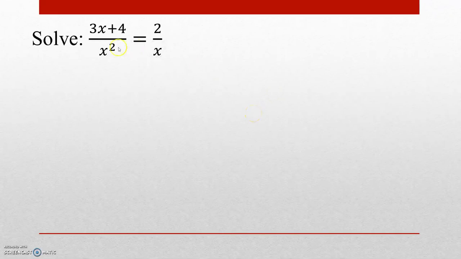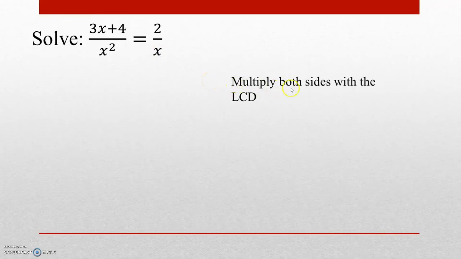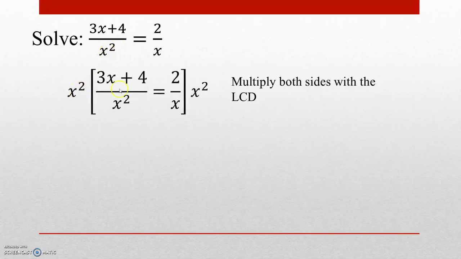So let's start. Let's say 3x plus 4 all over x squared equals 2 over x. To answer that, first step, multiply both sides with the LCD. Now, we have the denominators x squared and x. Ang technique dyan, kapag parehas sila ng variable, tumingin lang tayo sa may mas mataas na exponent. At ito yun. So therefore, ito na mismo yung ating LCD na i-multiply sa magkabilang sides.